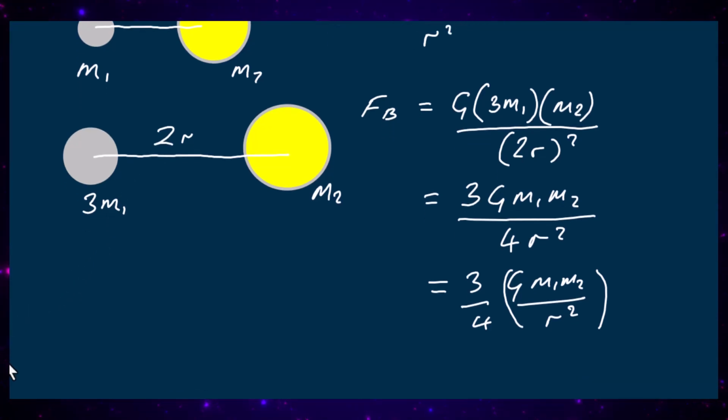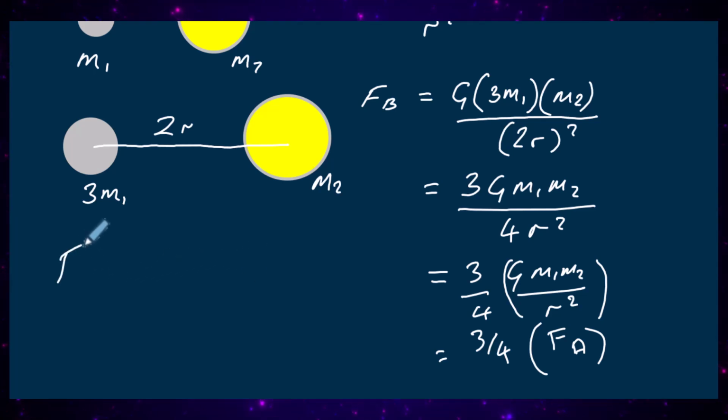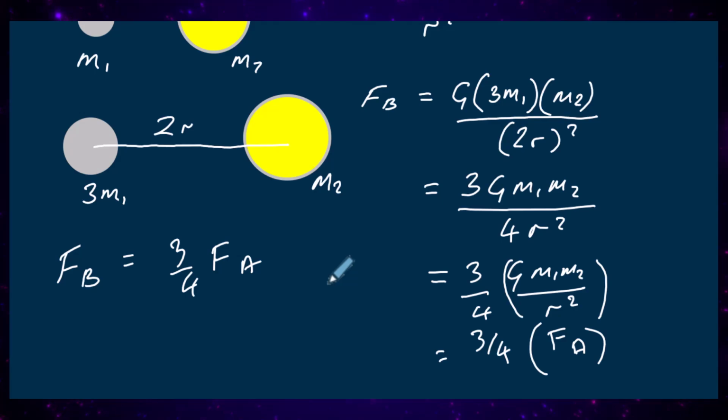So we can replace that bracket by the following. We can say it's going to be 3/4 times the force experienced by the exoplanet A. So we have our answer there. The gravitational force of attraction experienced by exoplanet B is going to be equal to 3/4 the gravitational force experienced by A.